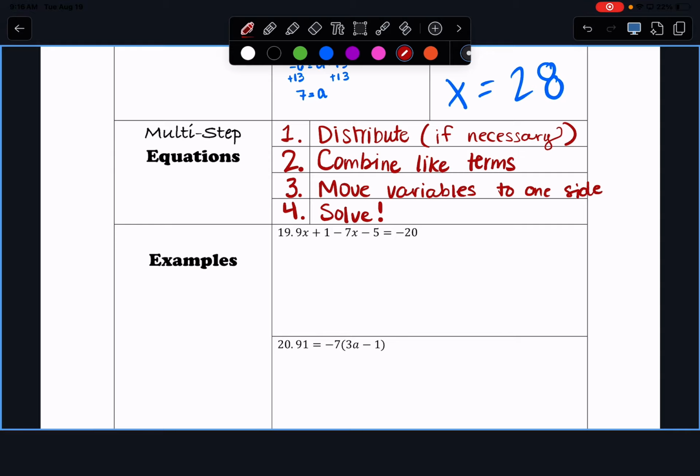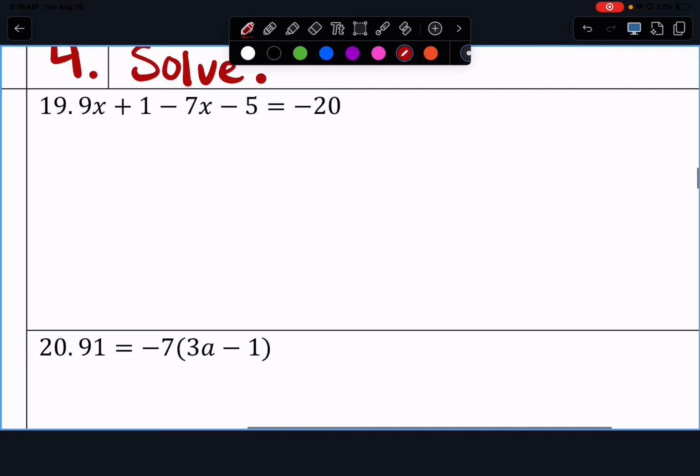So from here, let's look at number 19. So 19, is there anything that's been distributed? Yes or no? No, we don't need to distribute anything. So that means we're going to jump straight to combine like terms.